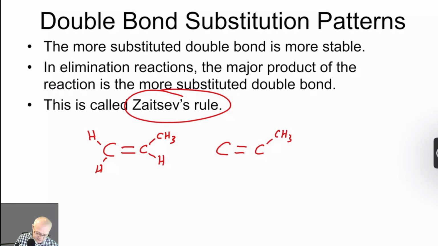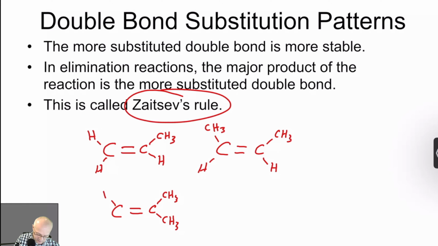So in a reaction, given the choice, the more substituted double bond will form in an E1 reaction and in an E2. We're going to get to E2s also. In E1 and E2 reactions, all things being equal, the more substituted double bond will form. Now, obviously, we can make things unequal to go the way we want, but left to their own devices, the more substituted double bond will form.